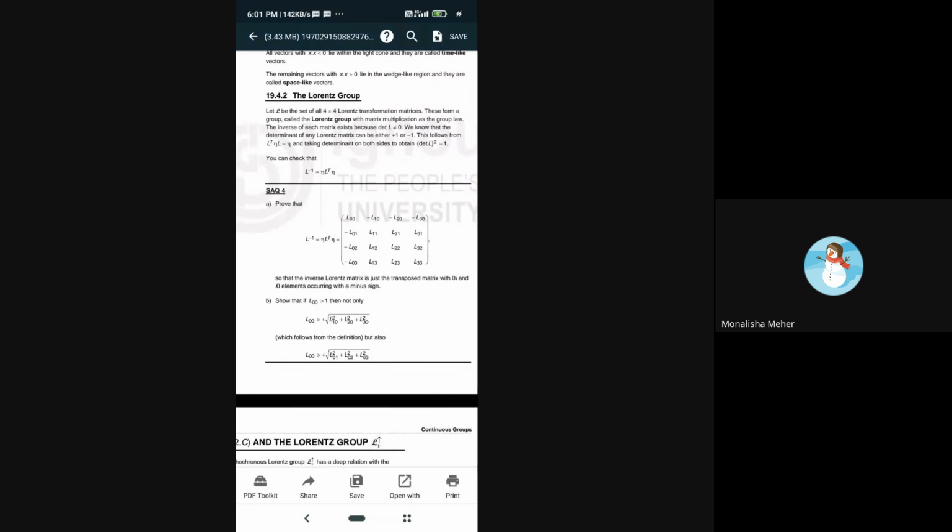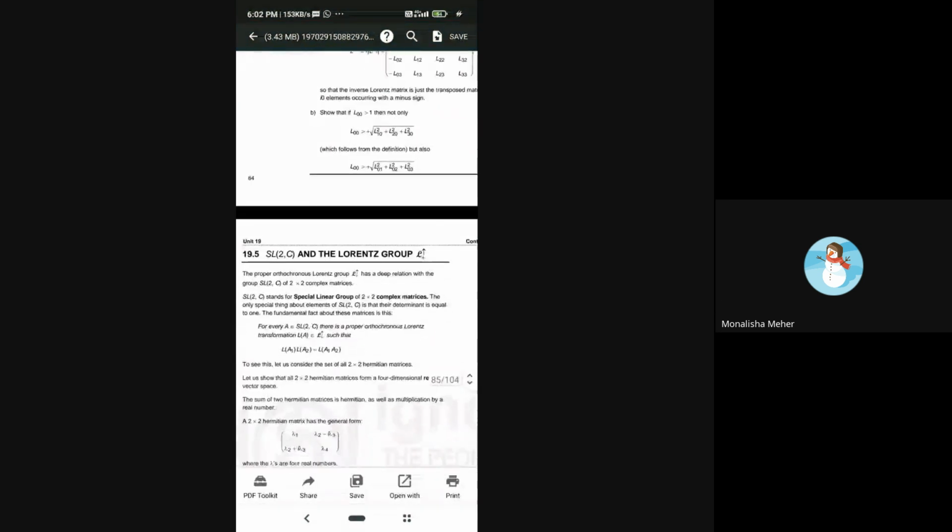Then you have the Lorentz group. Let L be the set of 4 by 4 Lorentz transformation matrices. These form a group called the Lorentz group, with matrix multiplication as the group law. The inverse of each matrix exists because the determinant of L is not equal to 0. And the determinant of any Lorentz matrix can be either plus 1 or minus 1. This follows from L transpose eta L = eta, and taking the determinant on both sides to obtain determinant of L squared = 1. And you can check that L inverse = eta L transpose eta. So there are questions, and you can go through it.